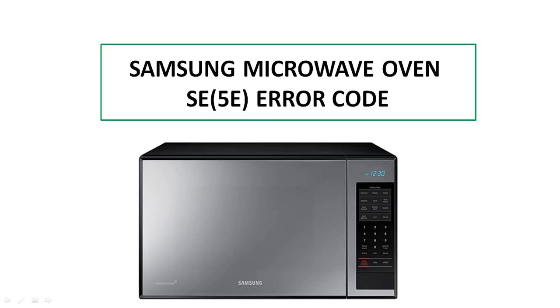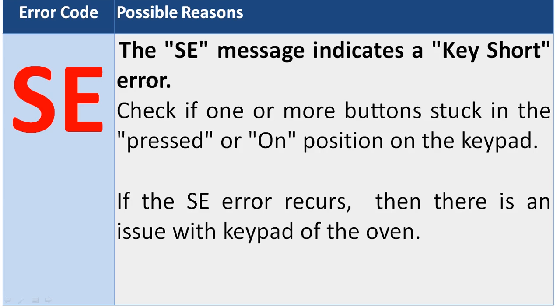Sometimes this error code is interpreted as 5E because S is displayed as 5 on the LCD display of the oven, but it's actually the SE error code, which stands for key short error. When one or more keys on the keypad are in the pressed condition for a longer period of time, then the oven will display this SE error code.